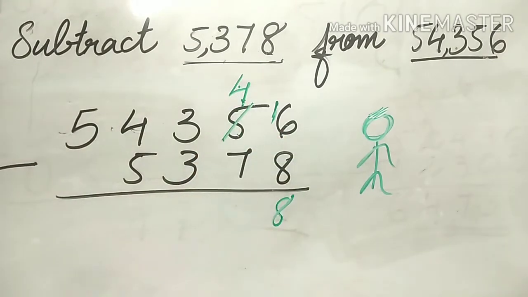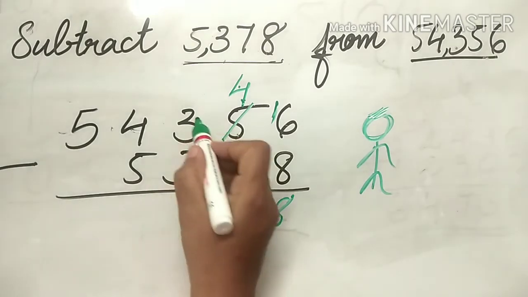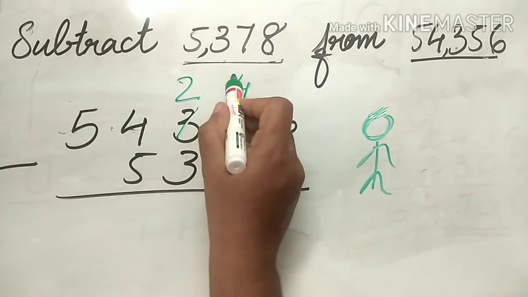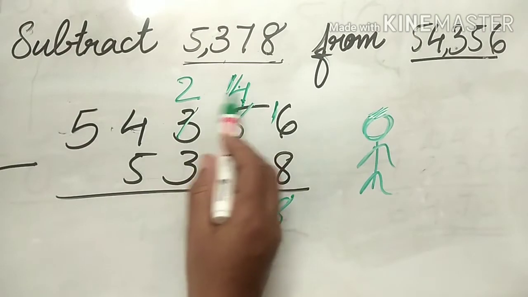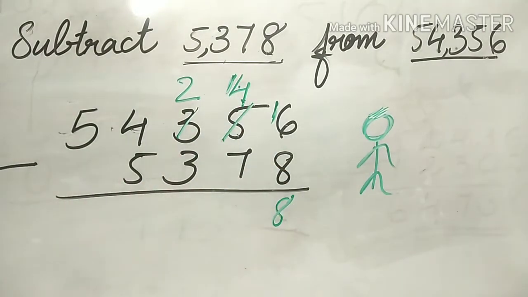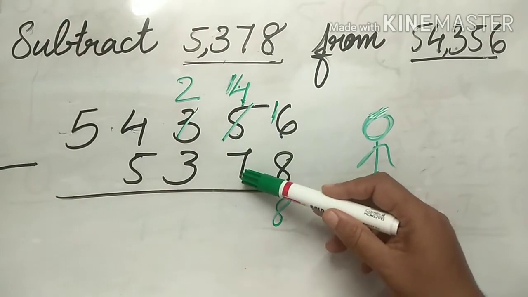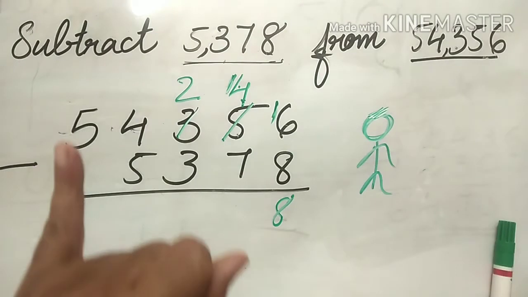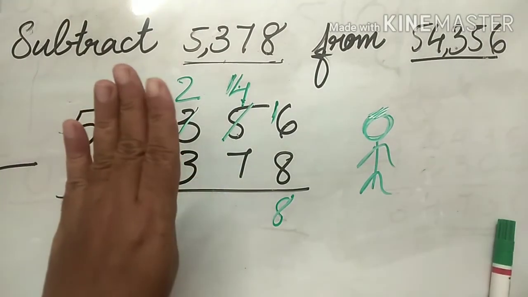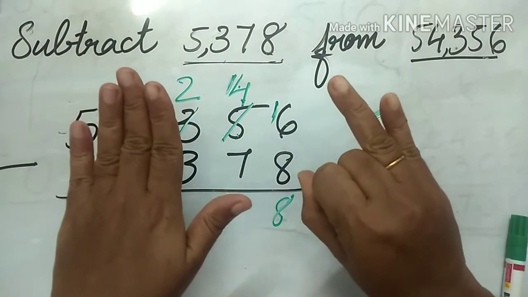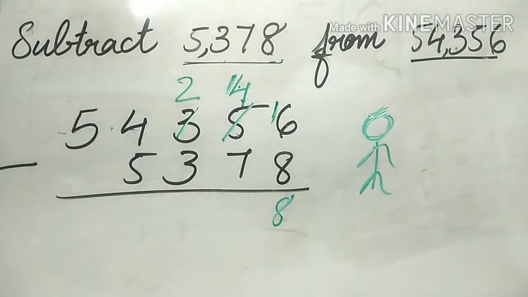Now 4 minus 7. Is it possible to subtract 7 from 4? No. Again, we are sharing with the next person. So 3 becomes 2. The number just before 3 is 2. And 1 I give to the next person. So it becomes 14. 14 minus 7. 14 in your mind. You have to count from after 7 till 14. After 7: 8, 9, 10, 11, 12, 13, 14. How many fingers? 7 fingers. So 7 is your answer.